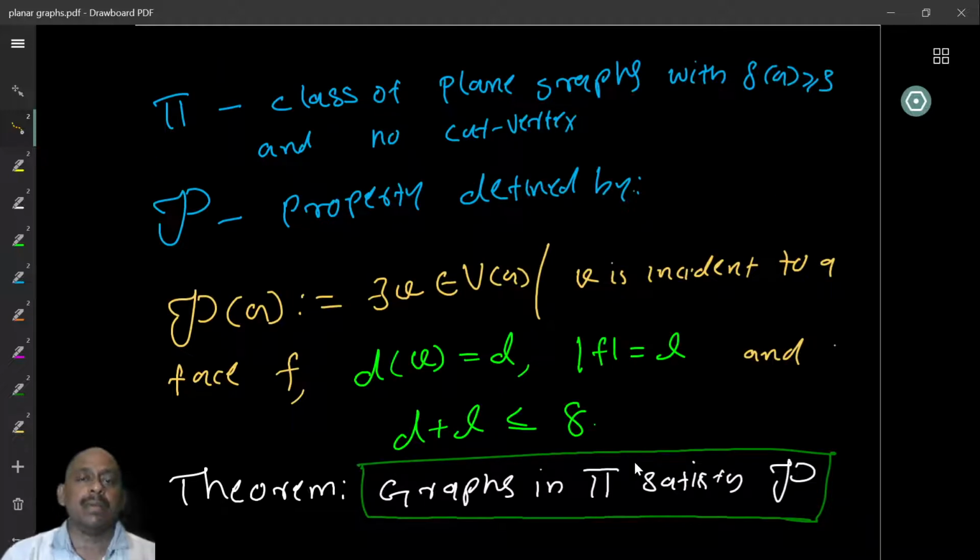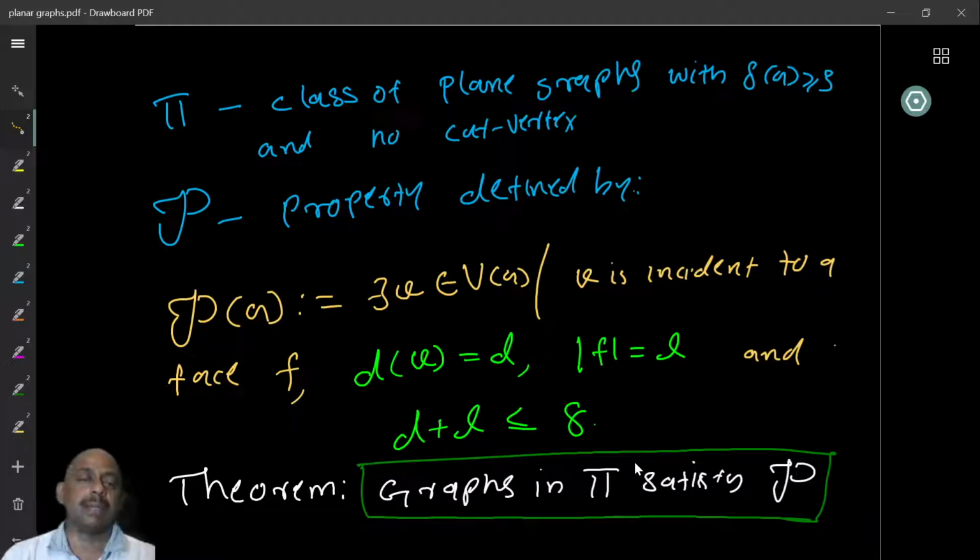Now, we have a property P. The property P of G is defined as follows: there is some vertex, and since it's a plane graph, this vertex is incident to a face F. Because once you have an embedding, every vertex is incident to several faces. So a vertex is incident to a face F, such that the degree of the vertex is D and the length of the face, the number of edges in the boundary of the face, is L, and D plus L is less than or equal to 8.